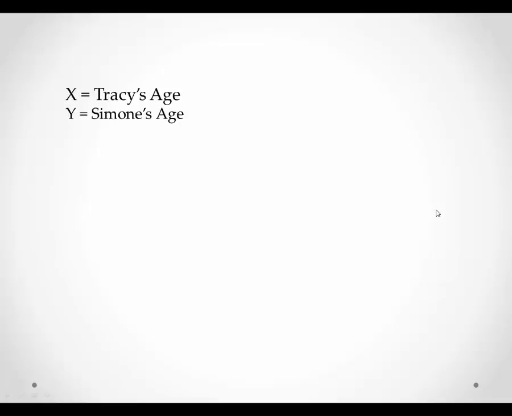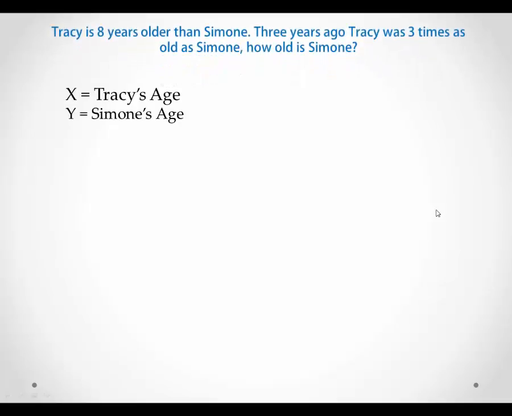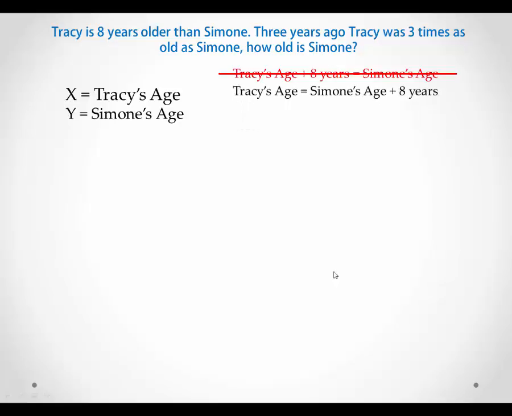Let us now analyze the problem in order to figure out our equations. The first part of the problem says Tracy is 8 years older than Simone. To write that in equation form, we will have something like this. This is Tracy's age plus 8 years equals Simone's age. If you look at this equation and analyze it for a while, we would realize that it is incorrect. In fact, it should be the reverse. So this is incorrect. The correct equation is Tracy's age equals Simone's age plus 8 years.